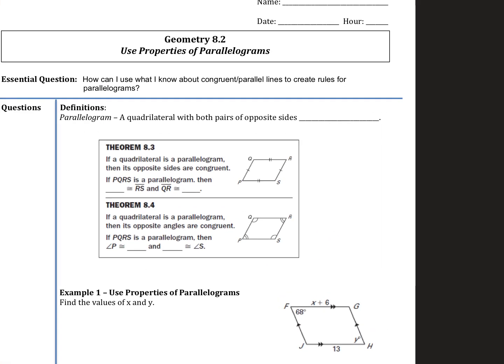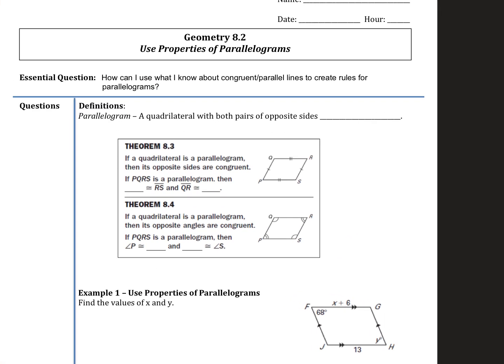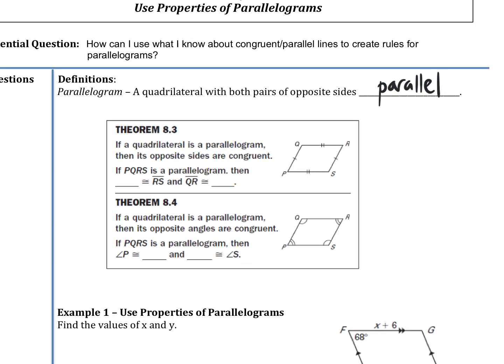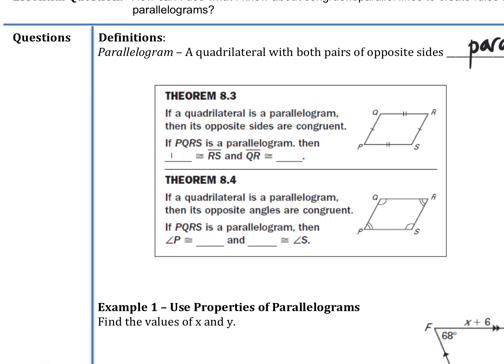Like we talked about, a parallelogram is a quadrilateral with both pairs of opposite sides parallel. Other properties of parallelograms are that opposite sides are congruent. So we're just going to fill in these blanks here. We have PQ congruent to RS, and QR is congruent to PS. So these are congruent. Let's use different colors, actually. These are congruent, and these are congruent.